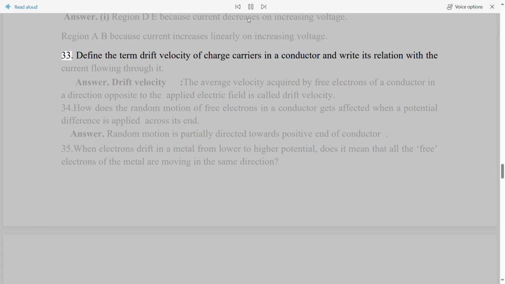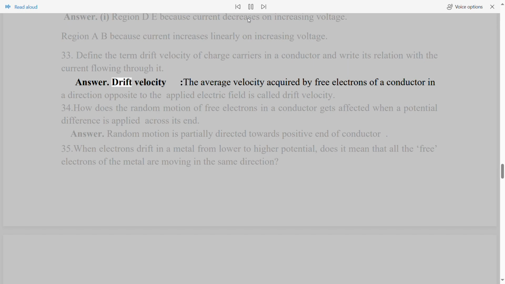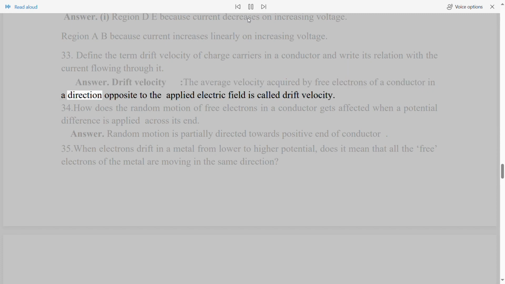33. Define the term drift velocity of charge carriers in a conductor and write its relation with the current flowing through it. Answer: Drift velocity, the average velocity acquired by free electrons of a conductor in a direction opposite to the applied electric field, is called drift velocity.